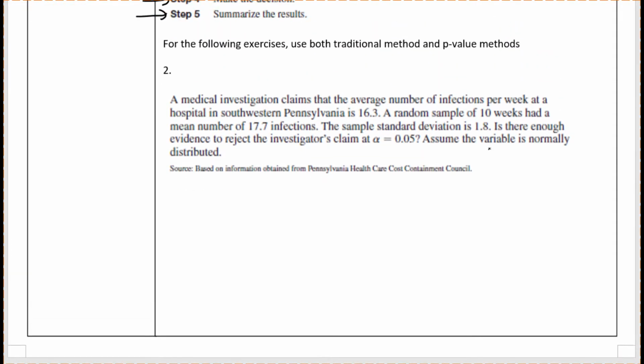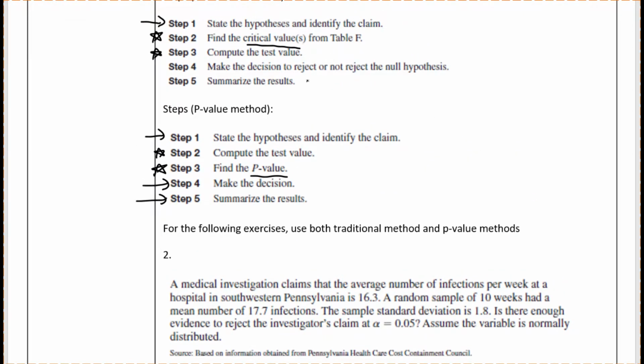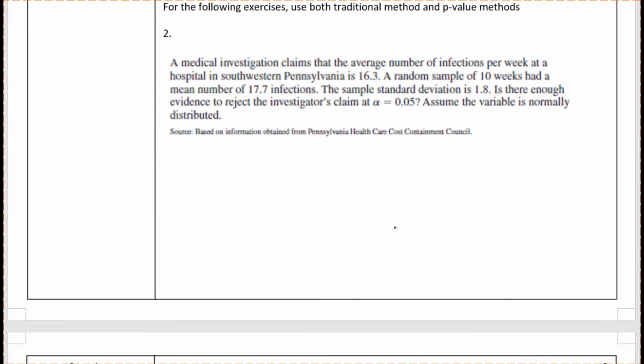All right, so for the following exercise, we want to use both the traditional and p-value methods. So what I'm going to do is all the steps for the traditional method, and then I'm going to just introduce the p-value. I'm going to find the p-value separately, and then that will conclude both methods, okay? Like I said, the only thing that differs is that the p-value method calculates the p-value.